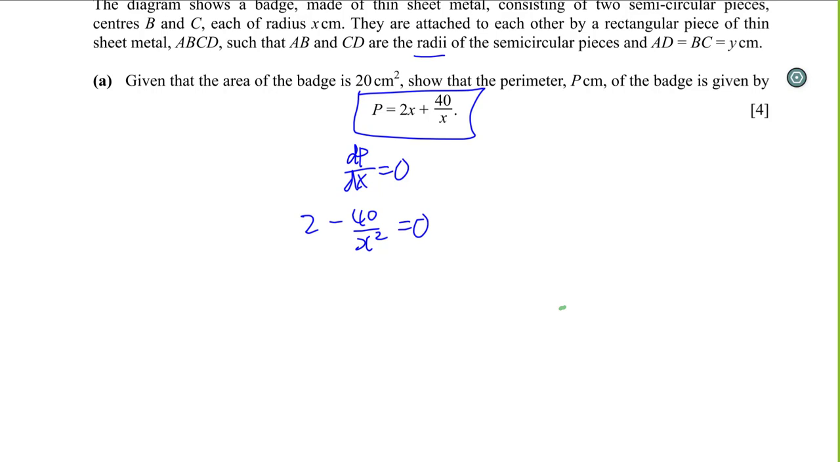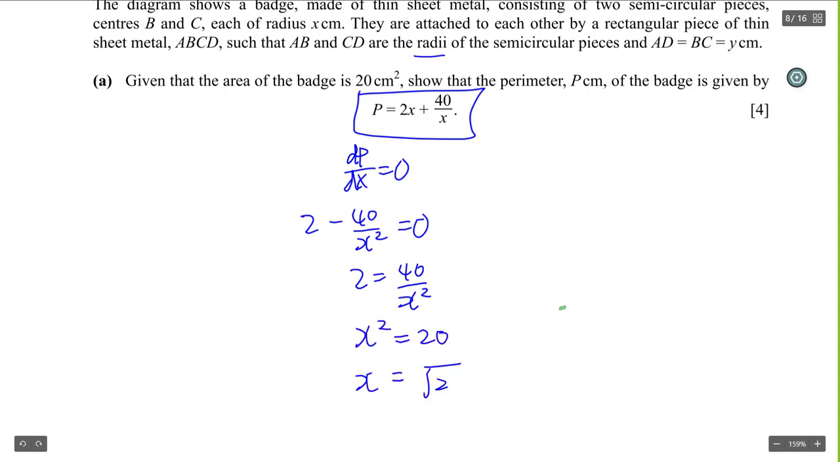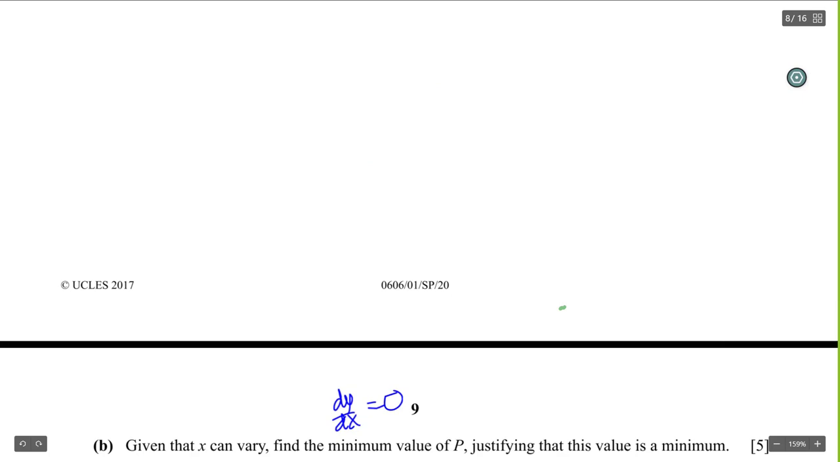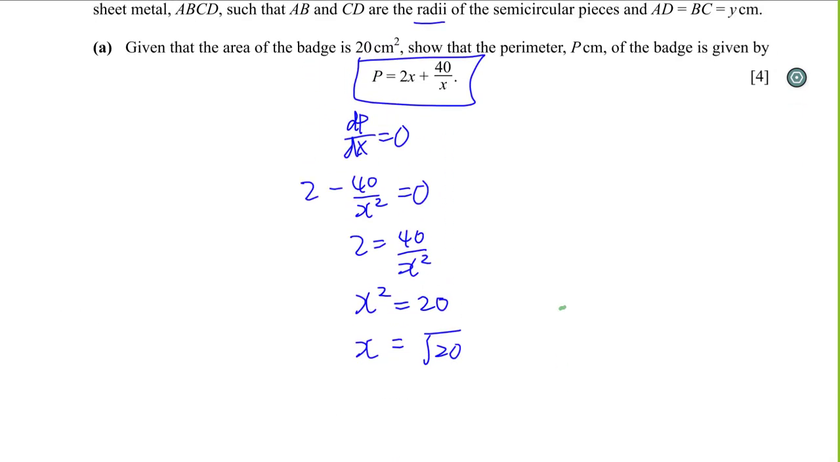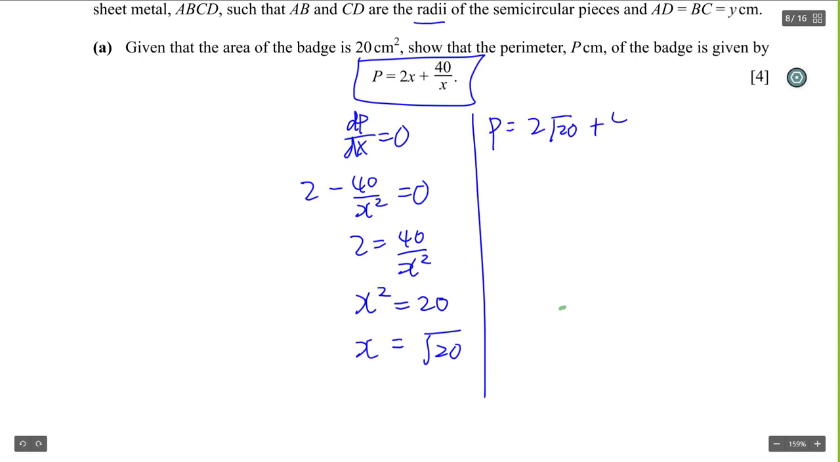Alright, so you have 2 equals 40 over x squared. So x squared equals 20, x equals square root 20. I will not do positive negative because x is a length, so I will just leave it as positive square root 20. But they don't ask us to find x, right? They want us to find the minimum value of p. Then I will sub in the p here: 2 square root 20 plus 40 over square root 20.